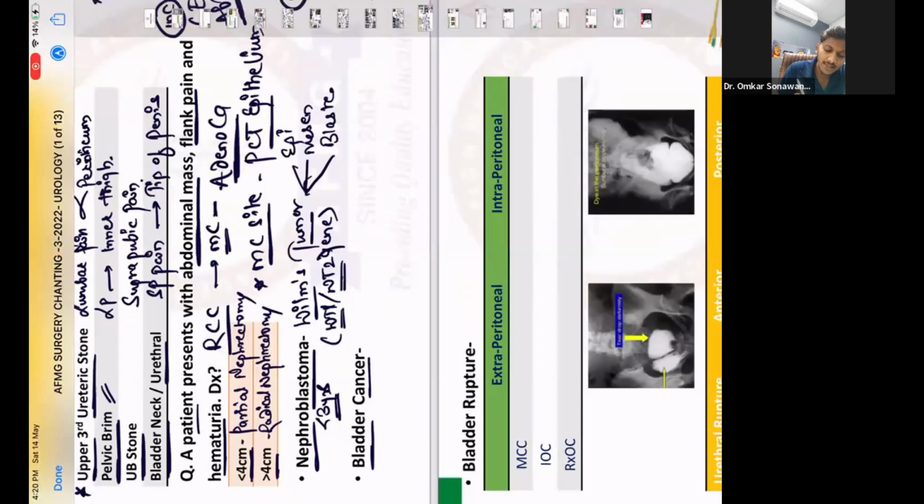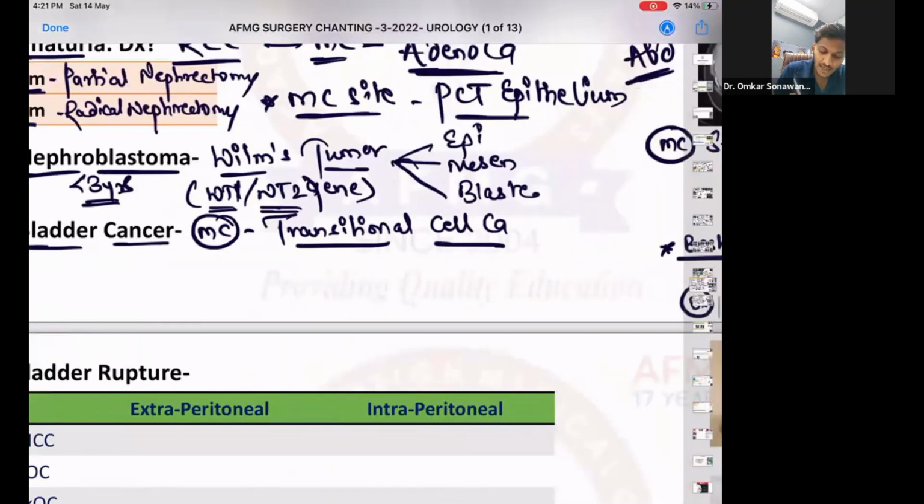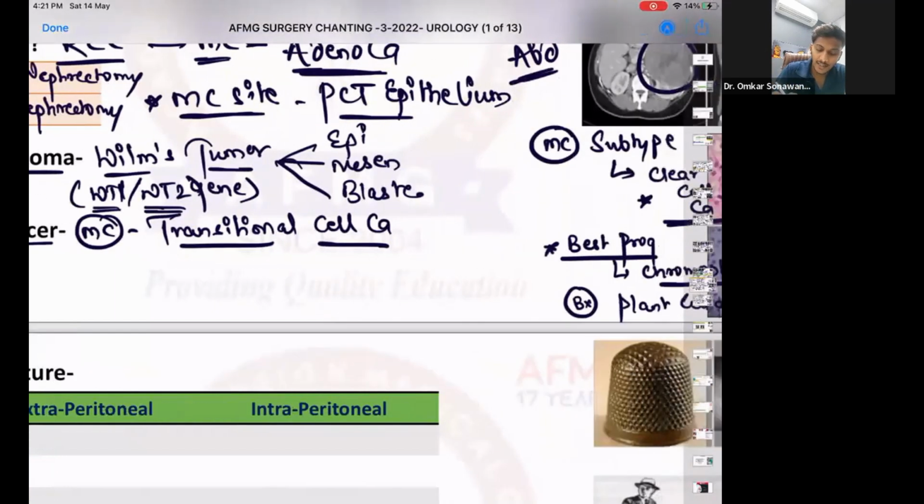And what is the most common site for urinary bladder cancer? Mostly it is the lateral wall followed by the trigone. So most common site would be the lateral wall. Please tell me, if a patient is having schistosomiasis, he would be at a risk of developing squamous cell carcinoma of the bladder.